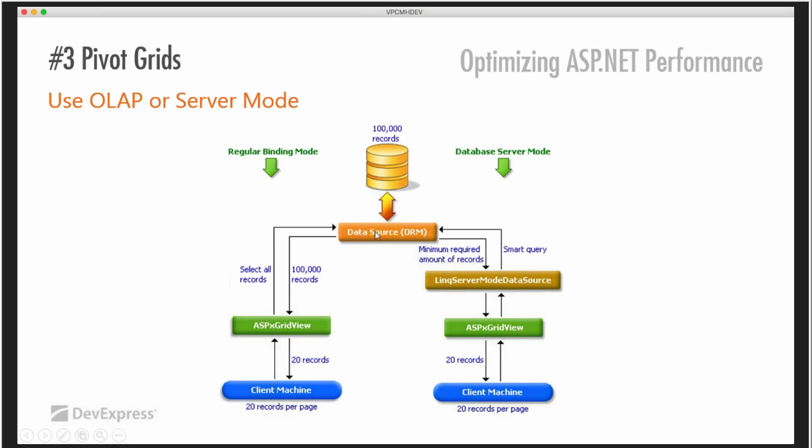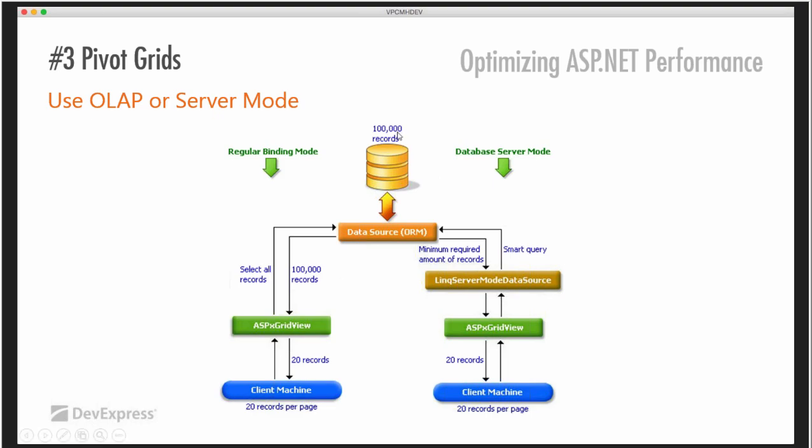Now, I'll show you that documentation in a minute, but if you're not familiar, server mode is the feature. Typically, regular binding mode is the ADO.NET route, the SQL data source route that we all know. So let's say this is the client machine, and I've got a grid view and I'm going to get 100,000 records. Even though I'm only displaying 20 records, a SQL data source says, okay, give me the first 20 records or second 20 records, depending on what page I'm on.